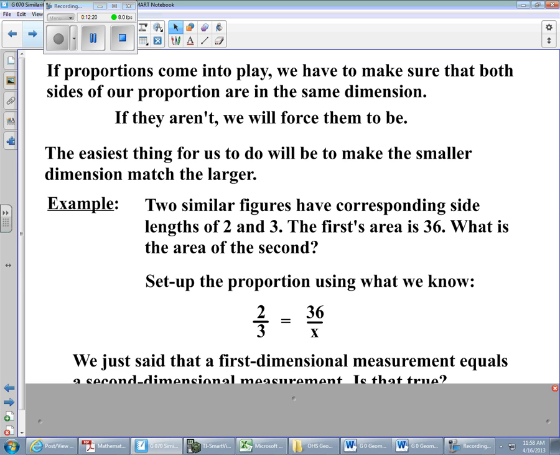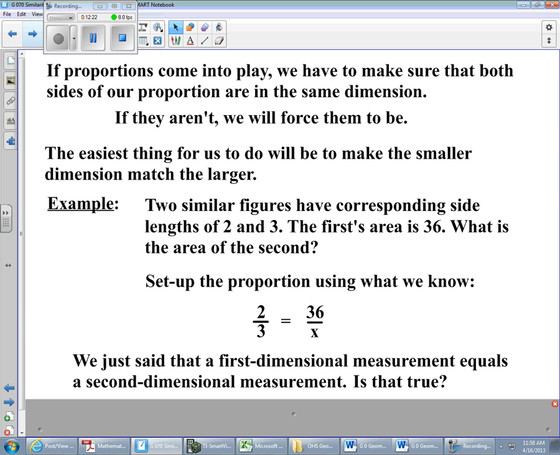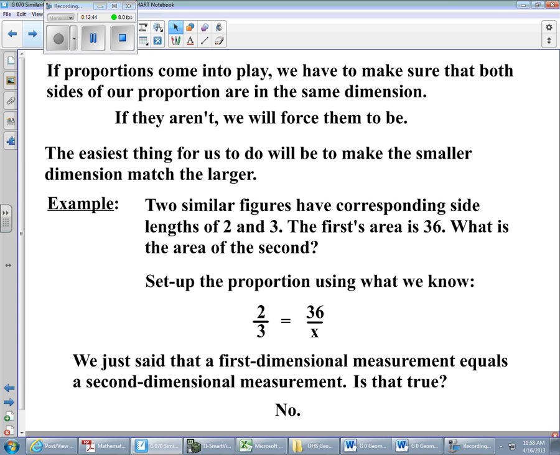Stuff like that. Okay, so the consideration is in this case, we just said that a first dimensional measurement, which was the side lengths, 2 to 3, was equal to a second dimensional measurement, which was area. Okay, and the question is, is that true? Are we allowed to say the first dimension equals second dimension, or does this actually require an adjustment of some kind? Well, the first dimension does not equal the second dimension. Second dimension does not equal third. First does not equal third. They are all completely independent of each other. Okay, so this is an inaccurate statement. First dimension does not equal second dimension.